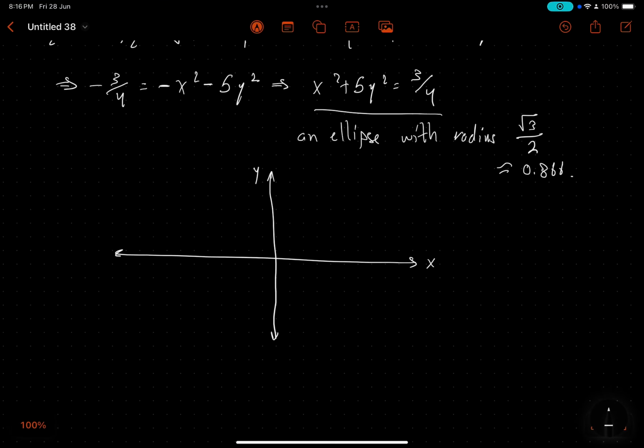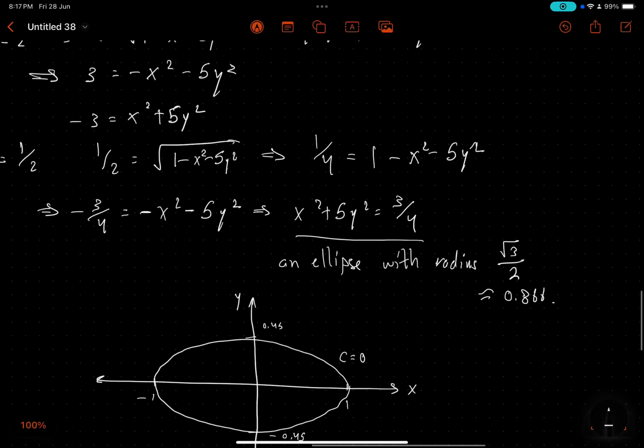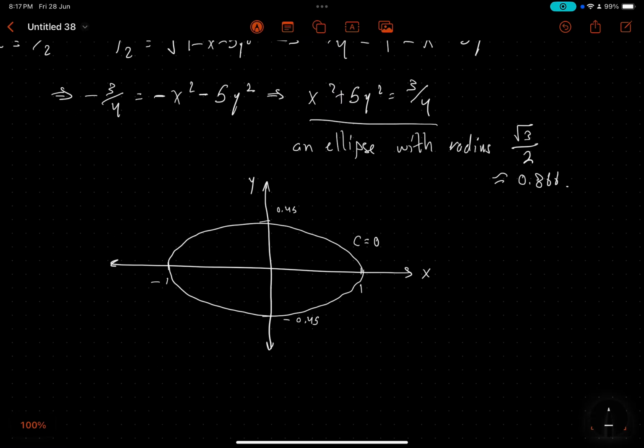So now let's have here 1, here negative 1, here 0.45, negative 0.45, and now this is our first level curve, which is at c equal to 0. And then let's have our second level curve, which is at around here, which is at c equals 1 over 2. Let's draw an arrow.